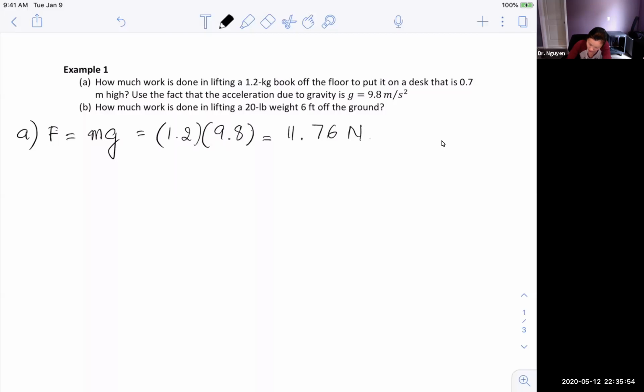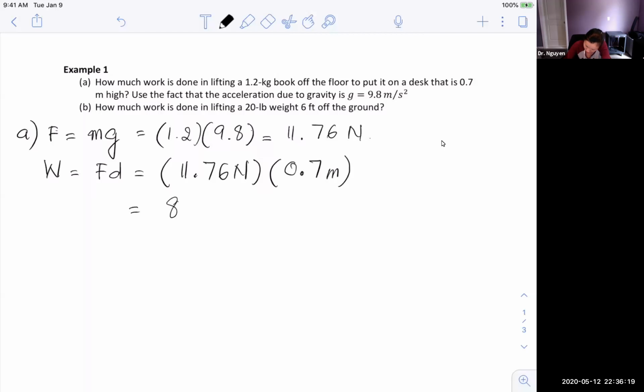Then we're looking for the work. So work is going to be the force times d. In this case, the force is 11.76 newtons times d, which is 0.7 meters. So it is about 8.2 joules.